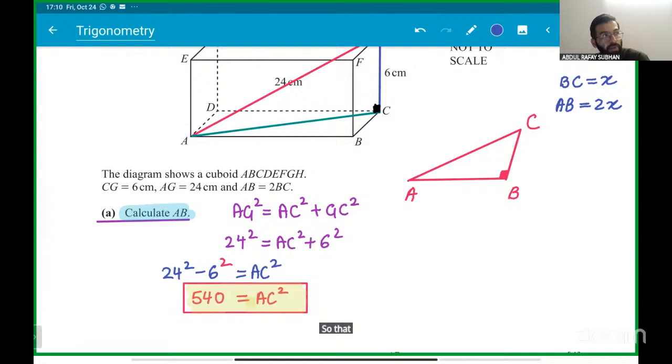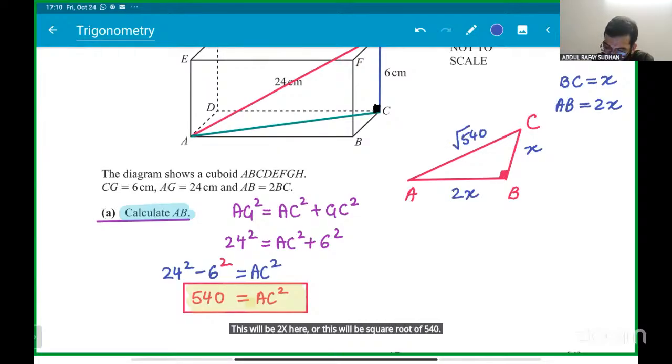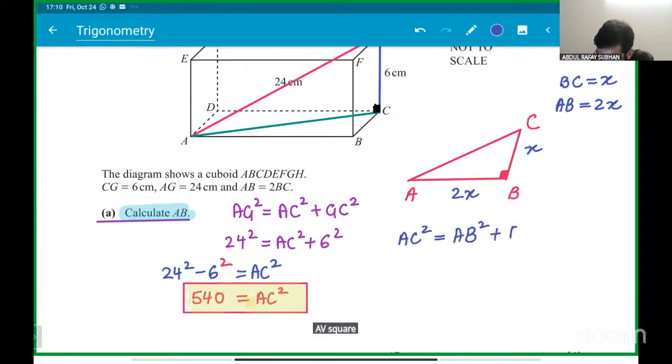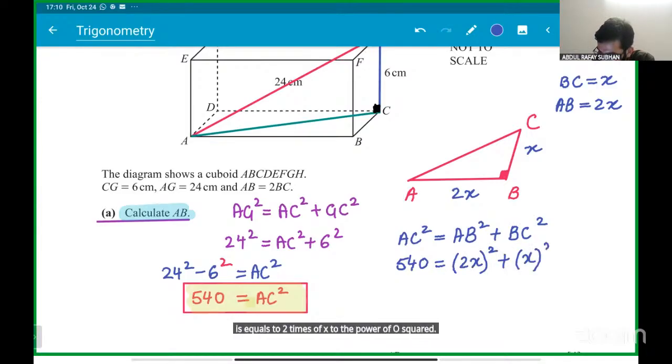So this is what is happening. This will be X, this will be 2X, and this will be square root of 540, meaning we can write 540. So AC square is equal to AB square plus BC square, Pythagoras theorem to be applied again. This time we can just copy paste: AC square will be 540, is equal to 2 times of X, whole square, plus X square.